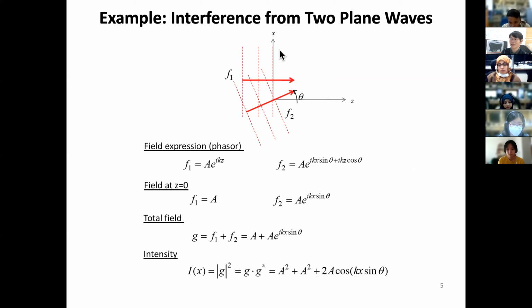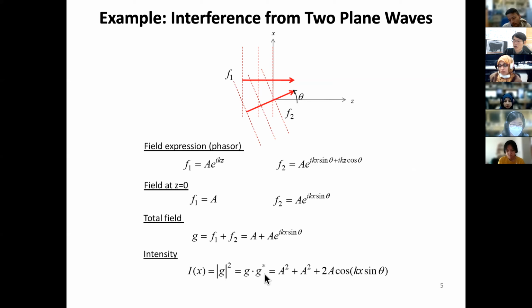The important thing is that in the end, you add up the total field, because it's an electric field, you can add them up. And intensity is the magnitude squared. In general, we use complex quantities, so this means G times G complex conjugate. You can do the math: A squared, this one with its complex conjugate, and the cross terms, this times that one's complex conjugate, which results in 2A squared cosine of k x sine theta.